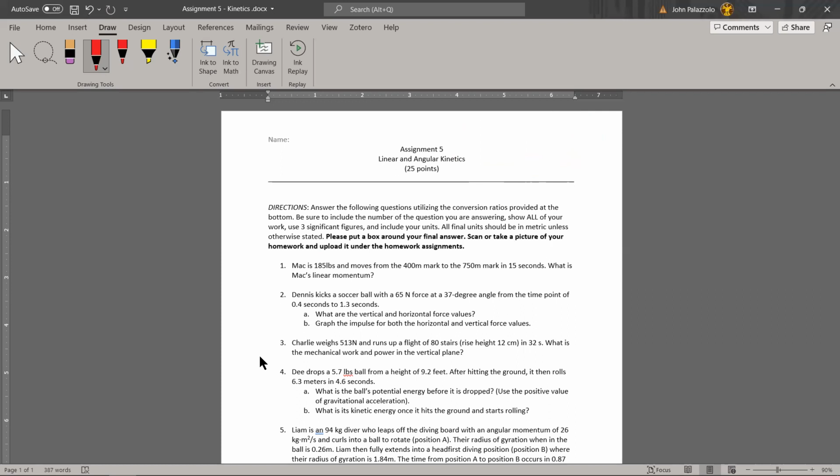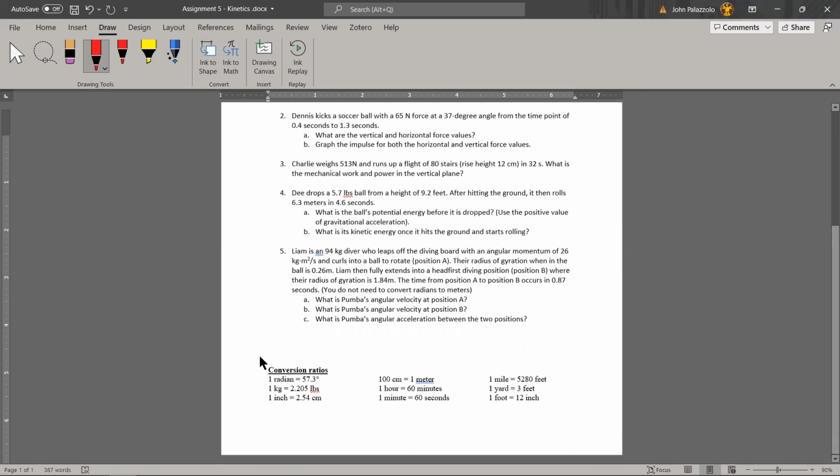And then last question, number 5. Liam is a 94-kilogram diver who leaps off of the diving board with an angular momentum of 26 kilogram meters squared per second and curls into a ball to rotate. This is your position A. The radius of gyration when in the ball is 0.26 meters.